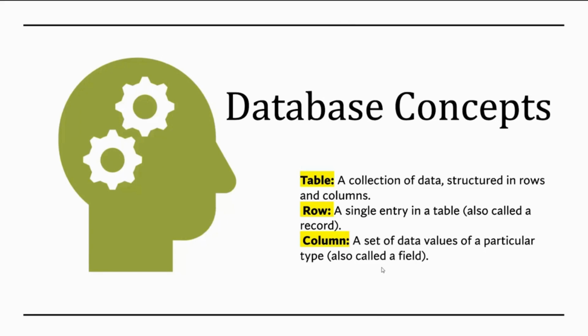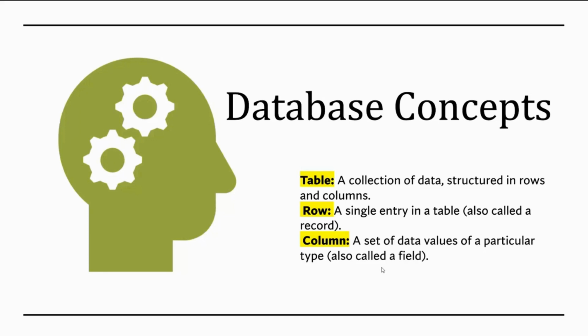So let's try to understand the database in depth. In a database, we basically have three major components for storing the data. That is the first one. If you see here, table, and the second one is row, and the third one is column.